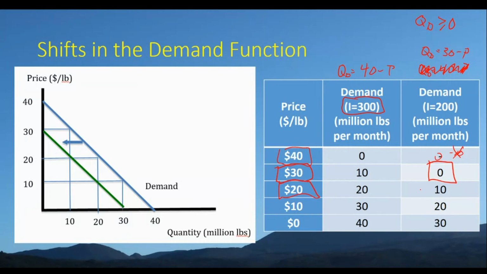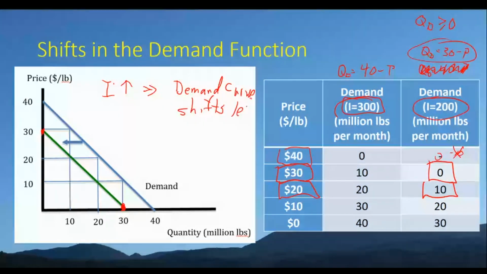When the price falls to 20, we've got a demand of 10 from this equation up here. When we plot it out, we get this green line on the diagram. That green line represents the relationship between the price of coffee and the quantity demanded of coffee at the new income level, I equals 200. So when I goes down, the demand curve shifts left, just like we're seeing on the diagram.